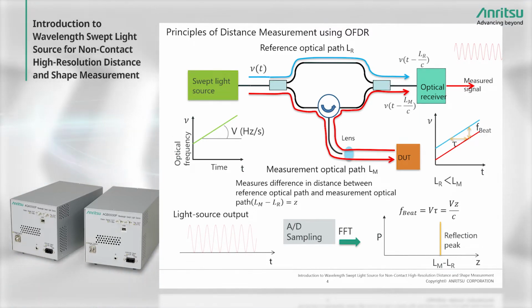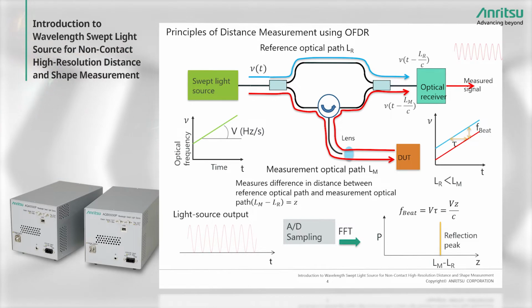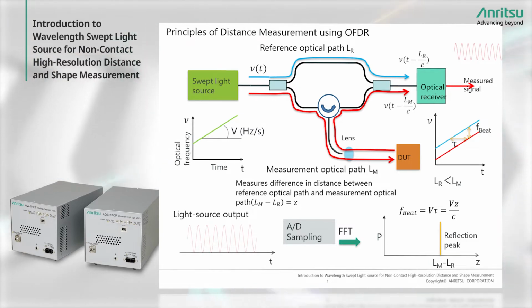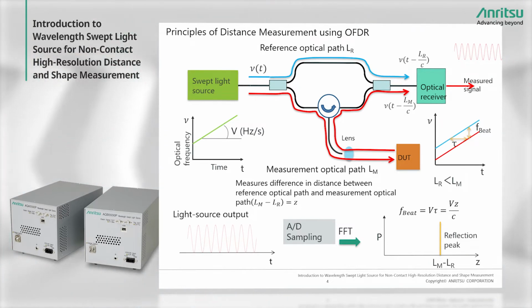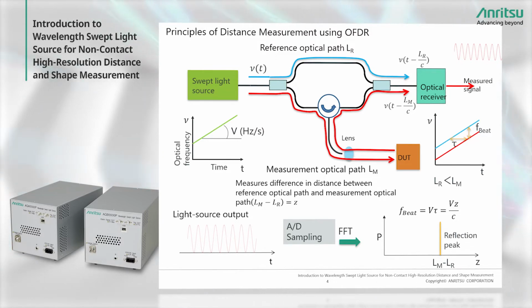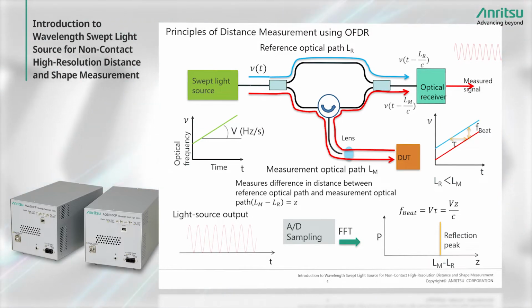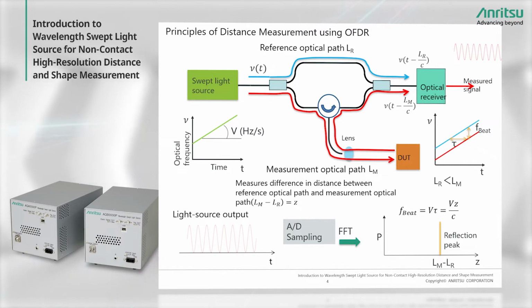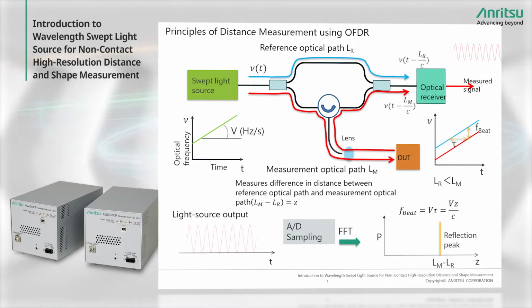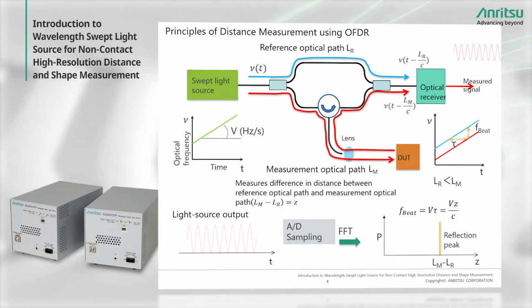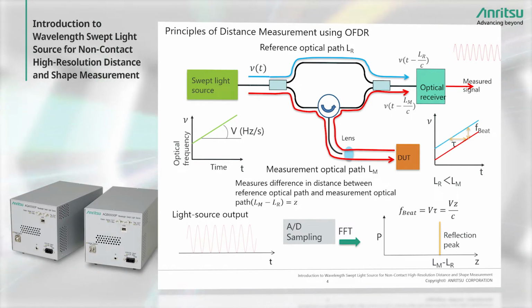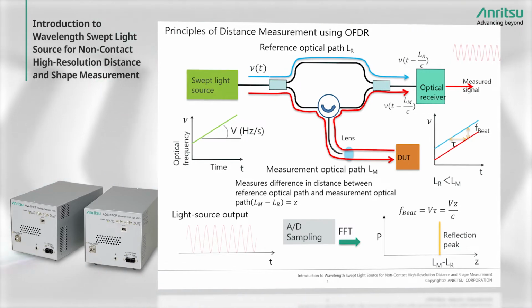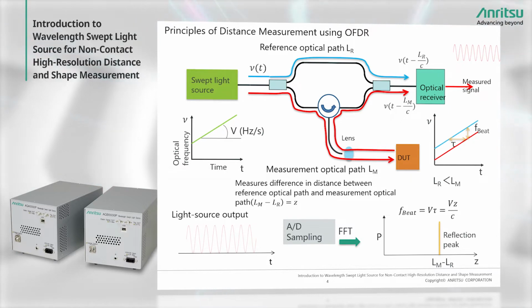When this beat signal from the optical receiver is sampled by an analog digital AD converter and fast Fourier transformed, FFT, plotting the distance difference between LM and LR on the horizontal axis, and the FFT spectrum power P on the vertical axis detects the peak position for the LM and LR paths. This detected peak position is used for distance measurement and is the principle of OFDR measurement systems.